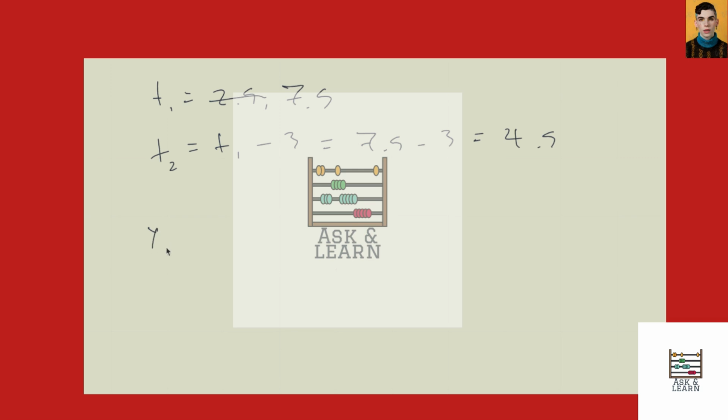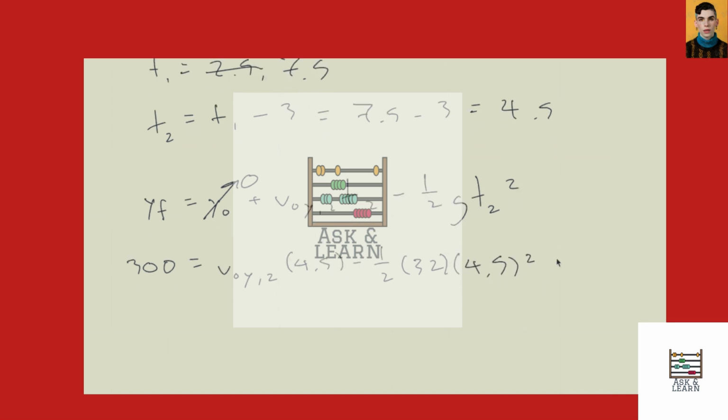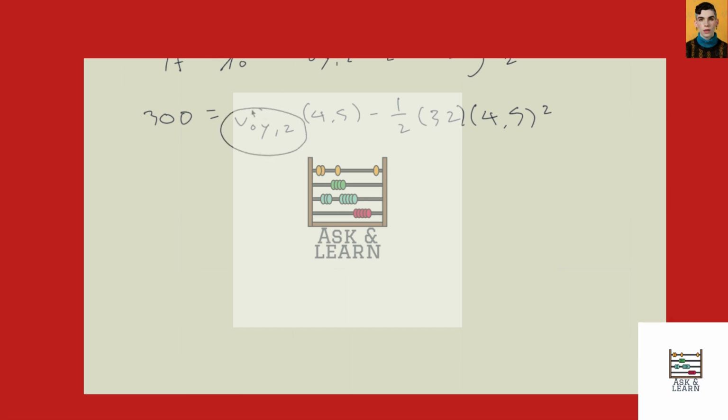But also, its kinematic equation should look like this. And this is 0. So then we have 300 equals V naught Y 2 times 4.5 minus half 32 times 4.5 squared. Okay, so now we just got to solve for V naught Y 2.